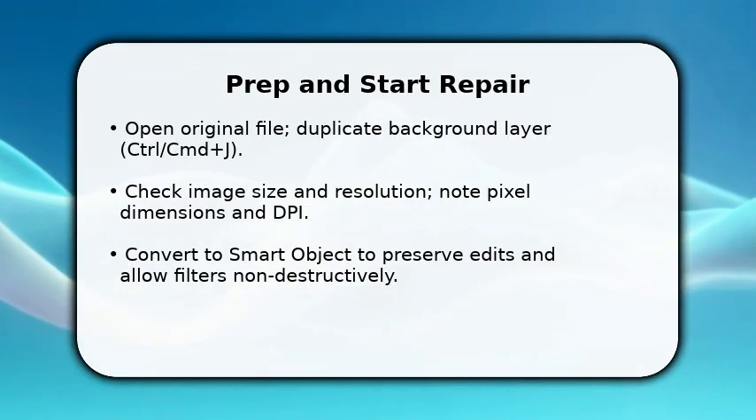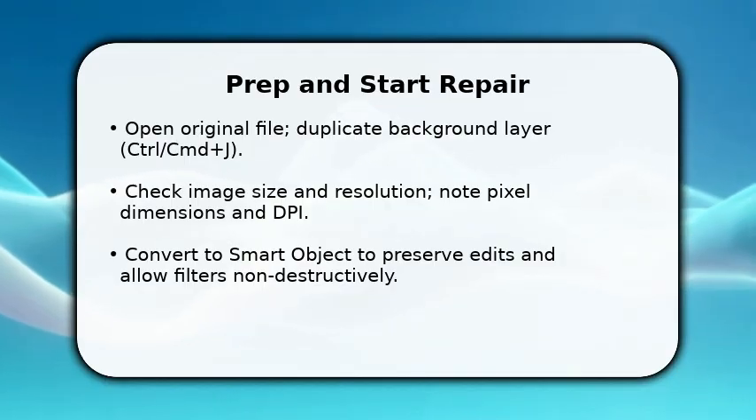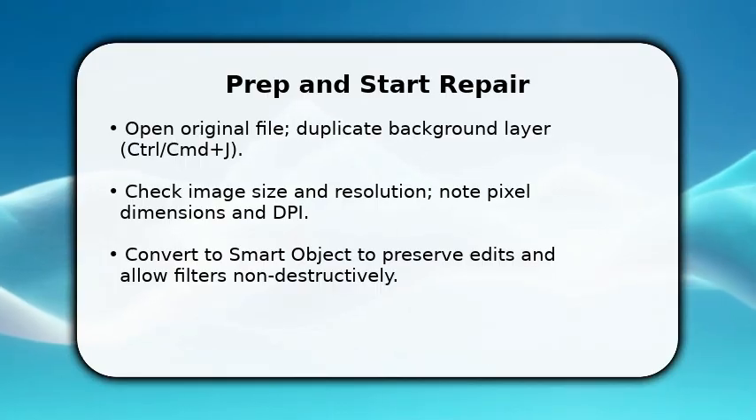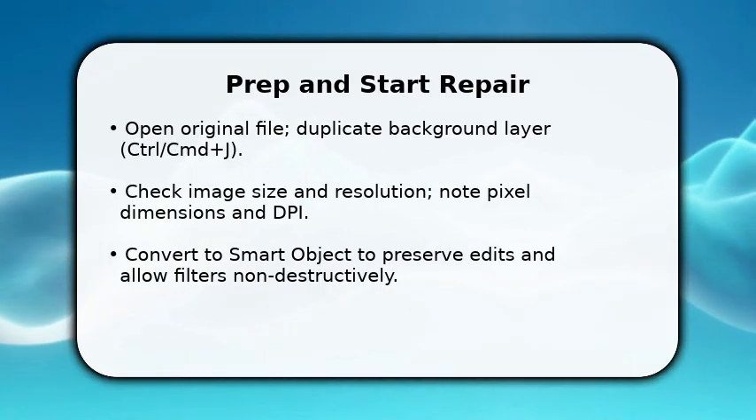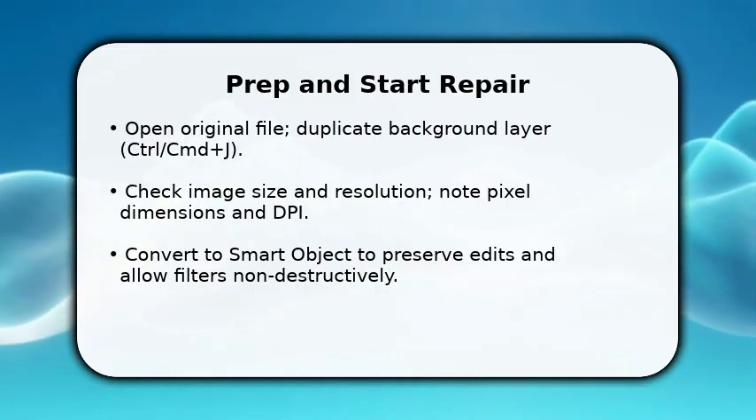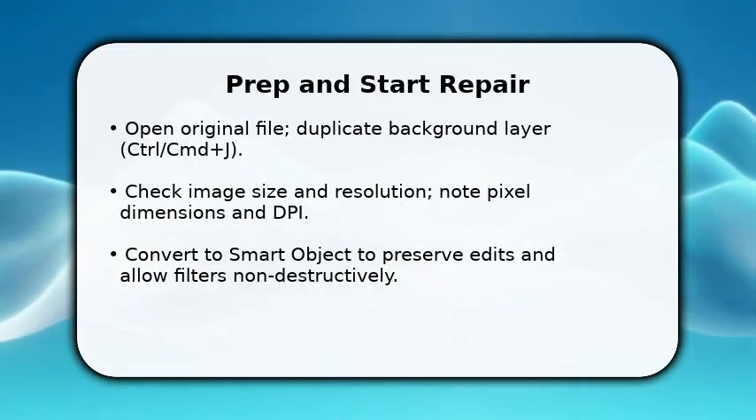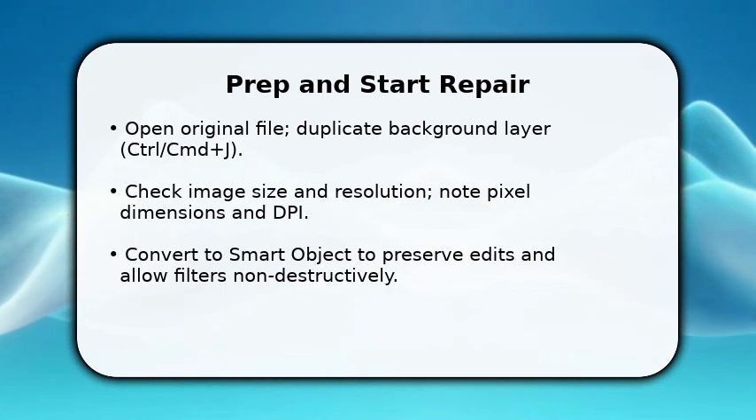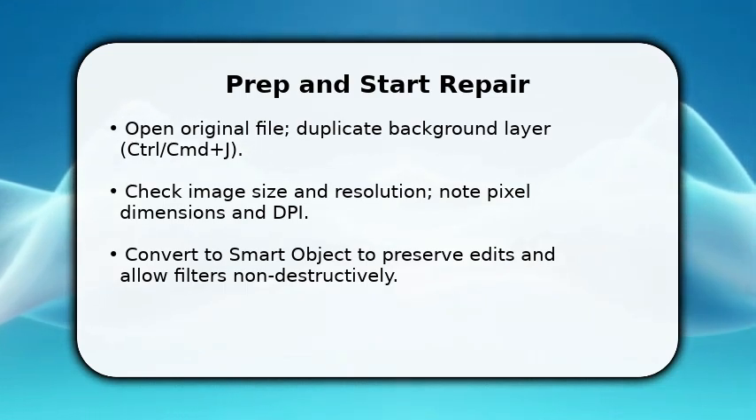Next, apply Camera Raw filter for initial denoise and sharpening controls. Use the detail and noise reduction sliders to reduce blocky artifacts while preserving edges. Once done, set the layer blending to normal and move to targeted repair. This preserves your original and gives you precise control for the next steps.